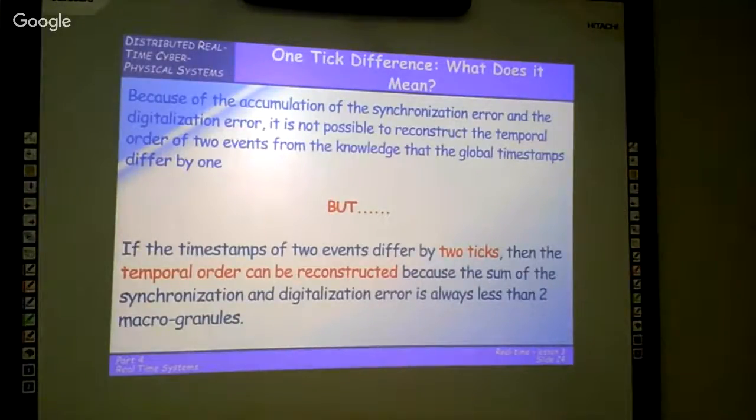What does it mean, 1 tick? Because some of you may say, this guy is crazy. He's speaking and speaking and speaking for having 1 tick difference instead of 2. What's wrong? This is the important point: normally what we want to do is to reconstruct the temporal order of the events.